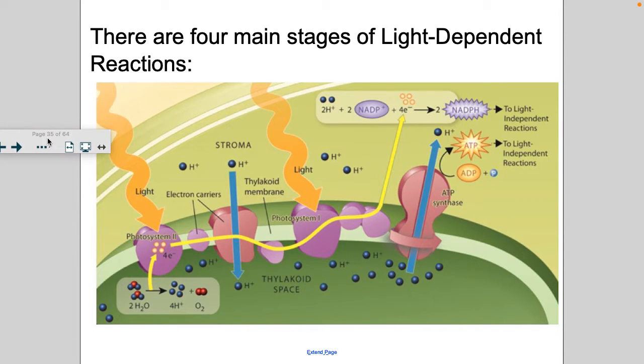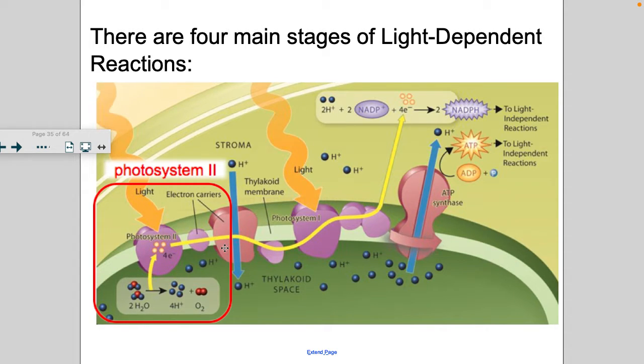So there are 4 main stages of the light-dependent reactions, and I think I have this in your notes, and it wouldn't be a bad idea to label it. But the first step I'm going to talk about is called photosystem 2. Okay, so we're going to start off discussing what happens in photosystem 2. And if you just take a look at this diagram here, you can see we have water. Oh geez, this kind of looks like where oxygen gets made. I see some electrons. I see light coming in.